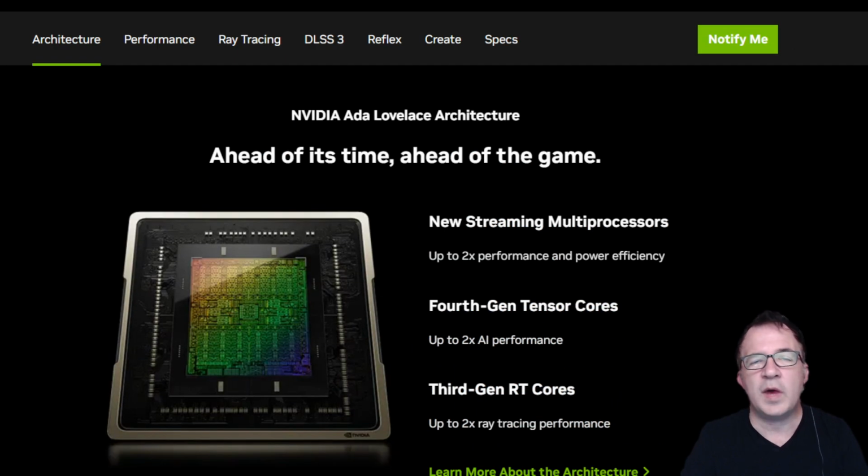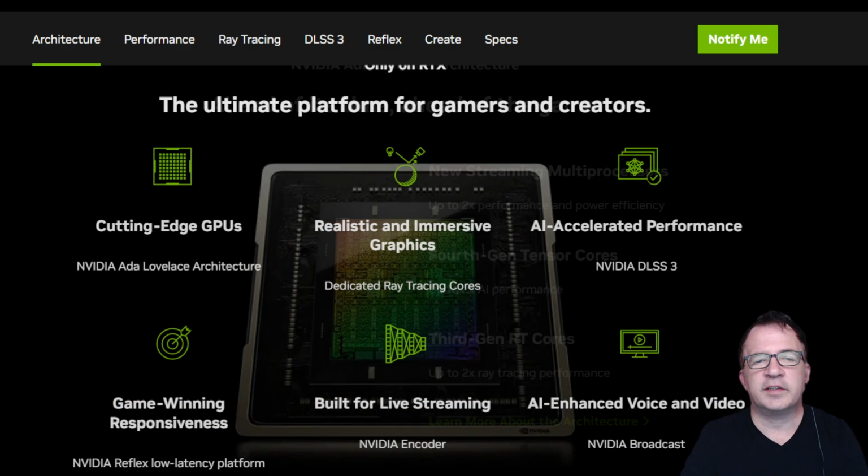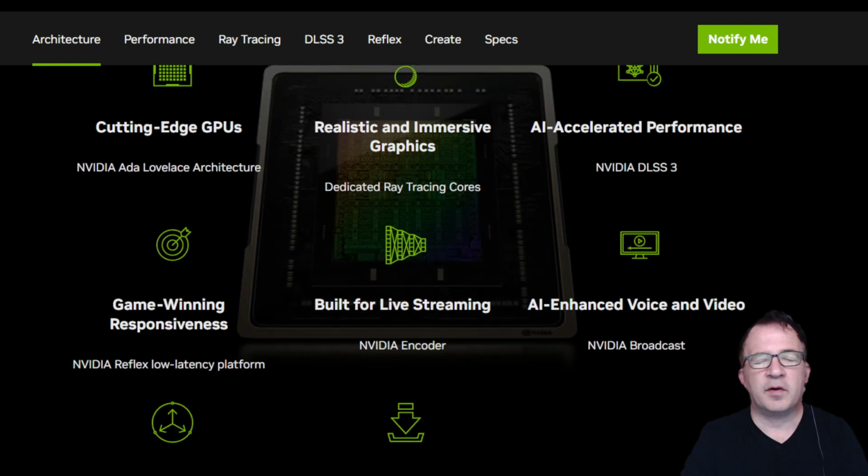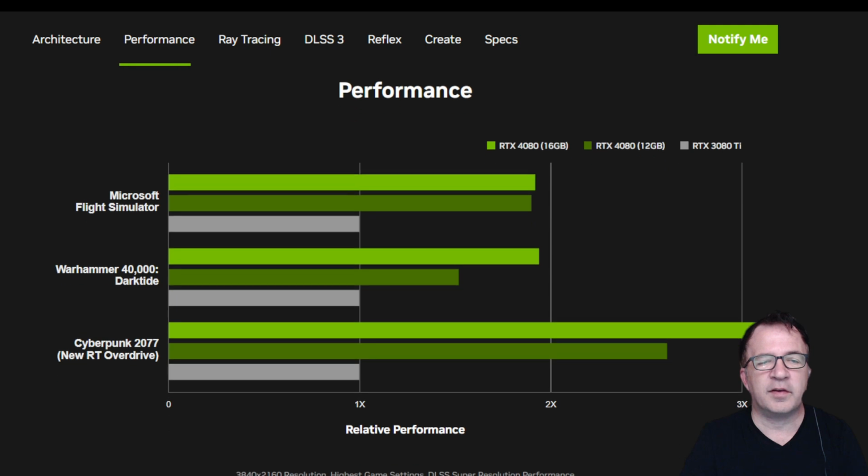So this is the new Ada Lovelace, and this is going to be a completely new architecture. And apparently there's a lot of improvements with the artificial intelligence. There's better improvements for rendering. There's the DLSS3, which is going to be complete frame re-rendering. Just really a lot of great features and improvements. They even show some benchmarks. And of course, they've probably cherry-picked their benchmarks, I would assume.